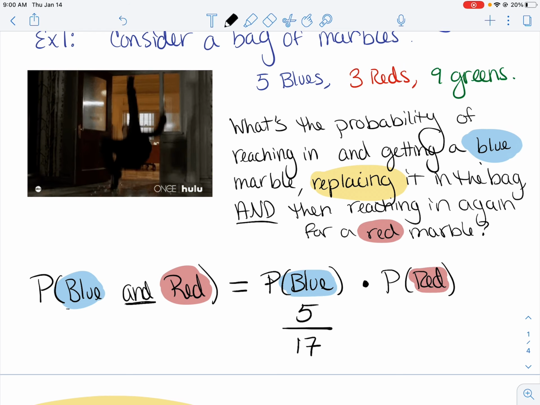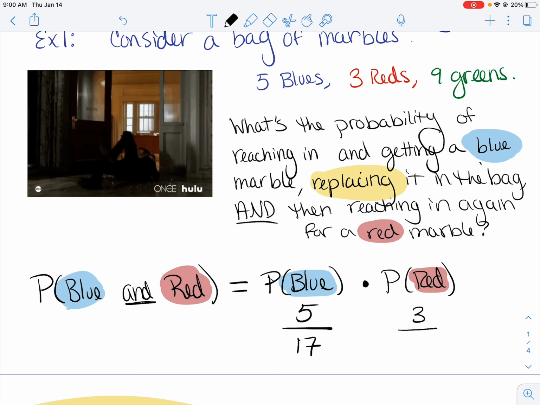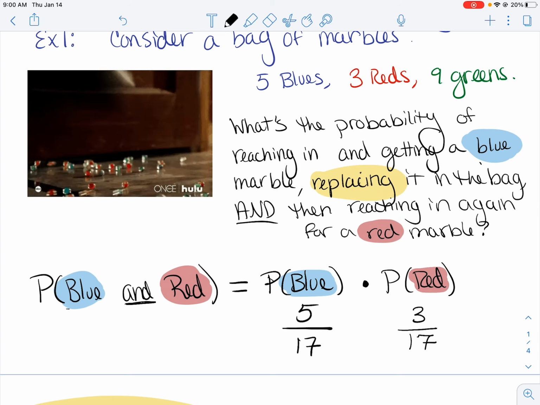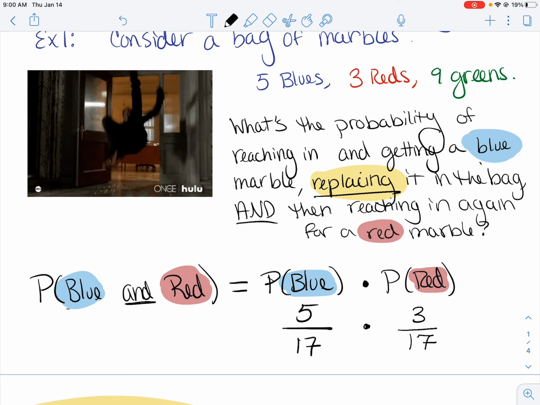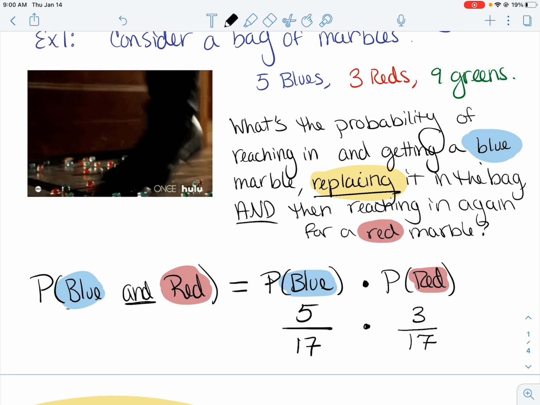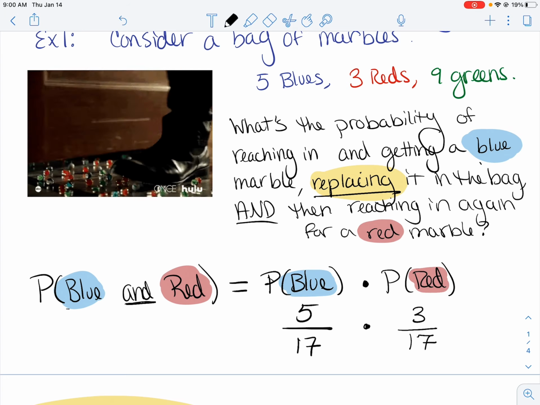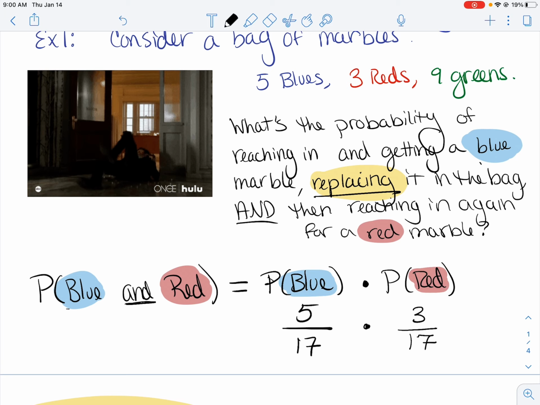So when I reach into the bag, there are still 3 marbles in there, and there are still 17 total marbles because I put that first one back, right? I replaced it. So that's really important. If I didn't replace that first marble, if I kept it with me, there would not be 17 marbles in the bag anymore. There would only be 16, so it would be changing my probability for the second one.